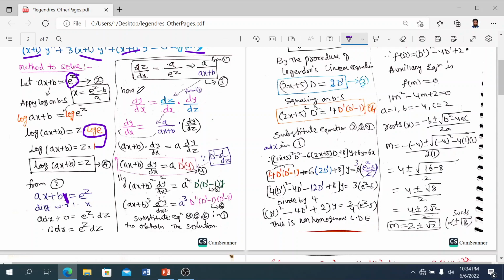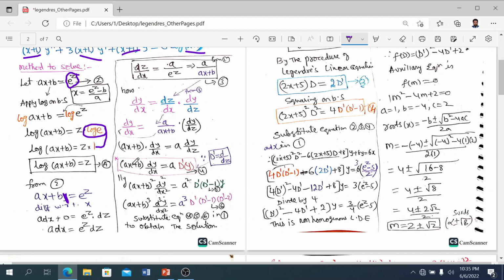Now we will write dy/dx as dy/dz into dz/dx. See here, dz/dx is a/(ax+b). So cross multiply, this goes to the left side: (ax+b) dy/dx = a dy/dz. Wherever d/dz appears, I will write it as D' or D1. So (ax+b) dy/dx = a D'y. Mark it as the fourth equation.